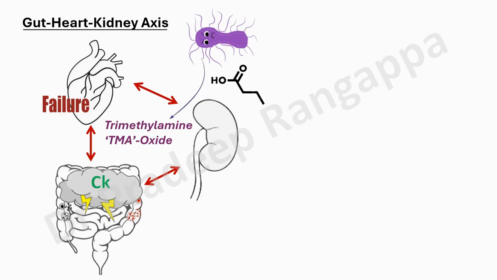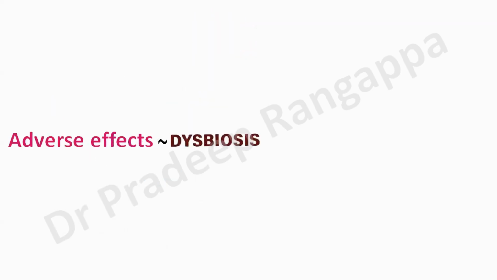So for all ICU trainees, the gut microbiome can definitely be asked as an exam question in DrNB. So at least you should be able to spell out these entities in the exam. So the gut-brain axis, gut-lung axis, gut-heart-kidney axis.